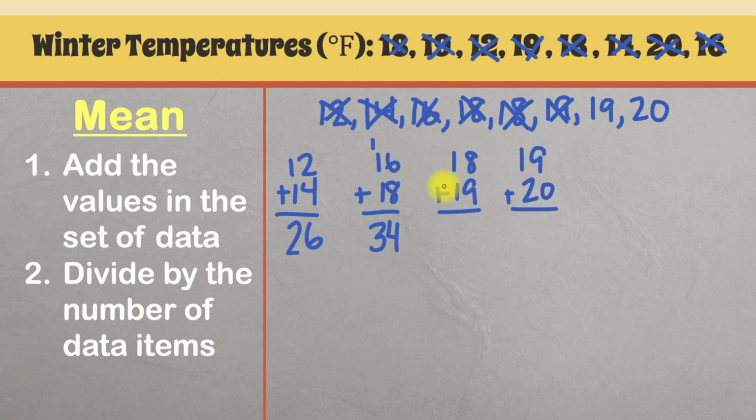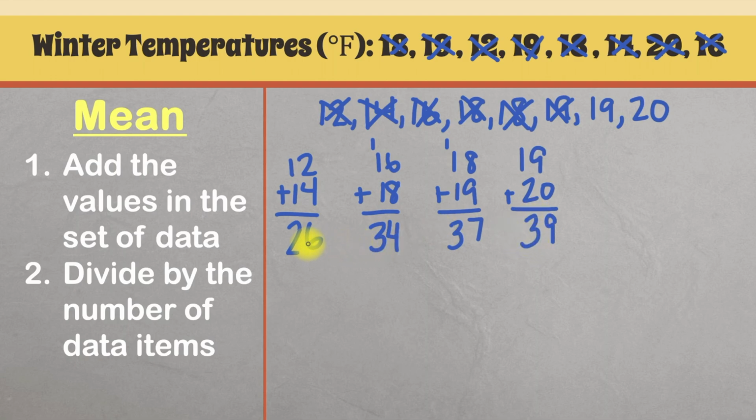Now I've got 18 plus 19. 9 plus 8 is 17. I'll bring down the 7 and carry the 1. Then we've got 1 plus 1 is 2, plus the other 1 is 3. That makes 37. And finally, we've got 19 plus 20. 9 plus 0 is 9. 1 plus 2 is 3.